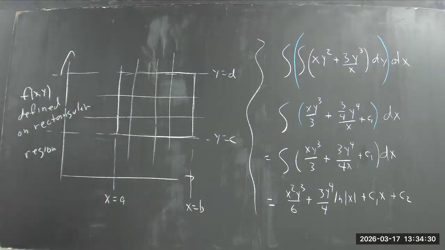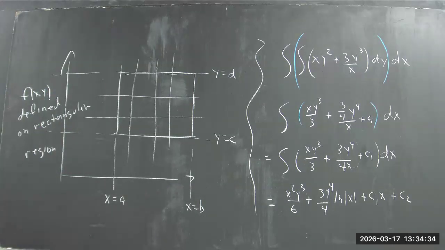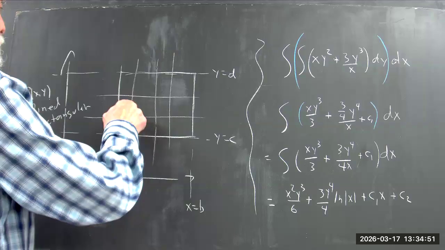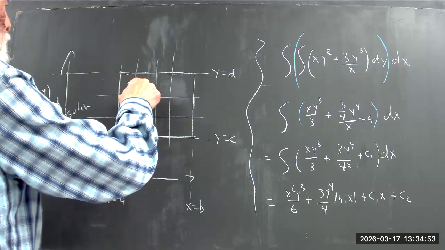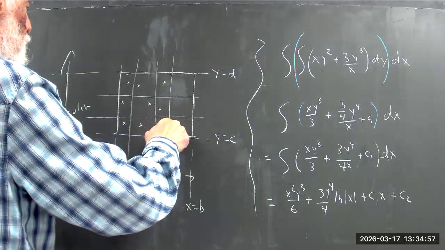I'm going to divide my region up into squares. Presumably equal squares, although I didn't do a very good job of drawing equal squares. Okay. I choose a sample point in each square. Anywhere random in the square.